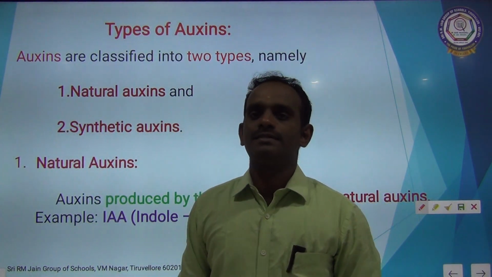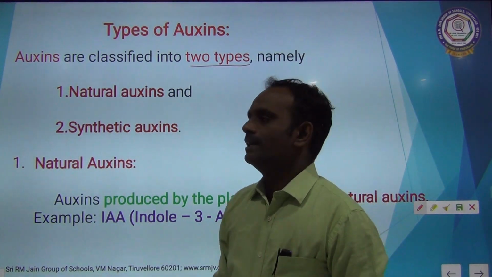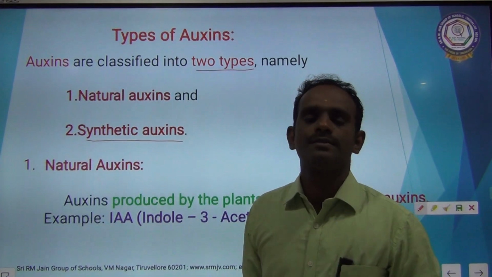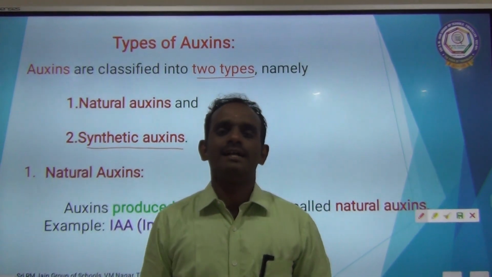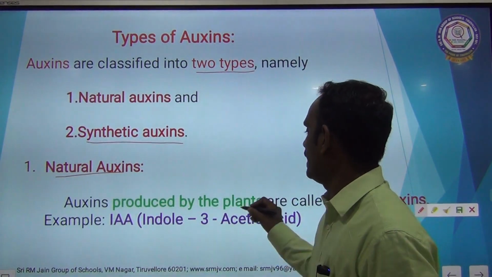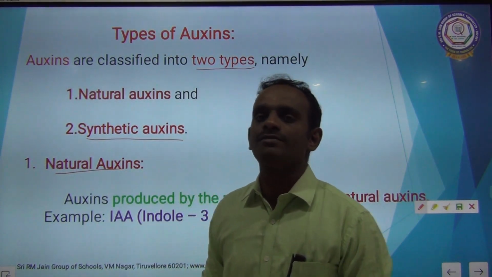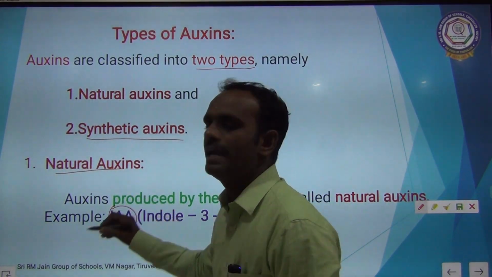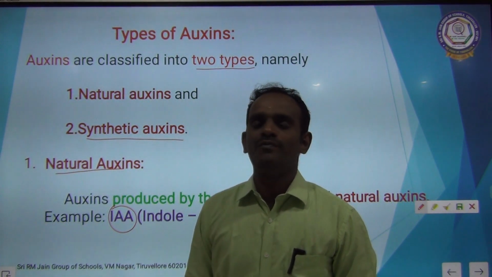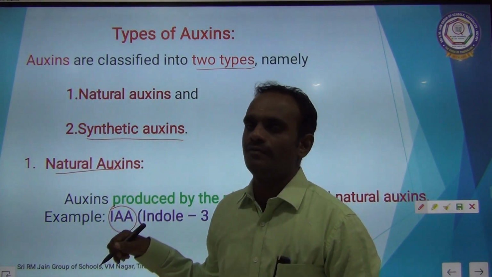Then, types of auxins. Auxins are classified into two types, namely natural auxins and synthetic auxins. The name itself you can easily understand. Natural auxins are produced by the plants. So auxins which are produced by the plants are said to be natural auxins. Example, IAA, indole 3 acetic acid. IAA is a good example for natural auxins. This auxin is produced by the plants itself.